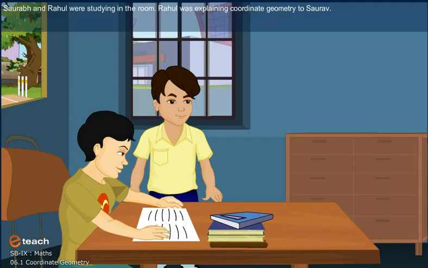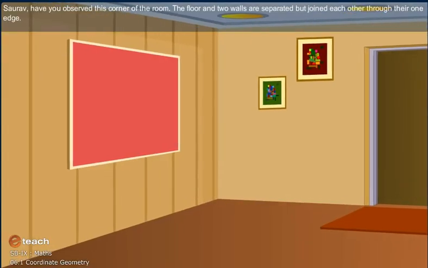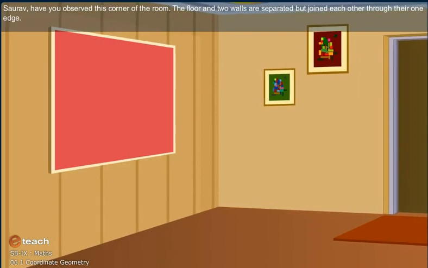Coordinate geometry. Saurabh and Rahul were studying in the room. Rahul was explaining coordinate geometry to Saurabh. Saurabh, have you observed this corner of the room?